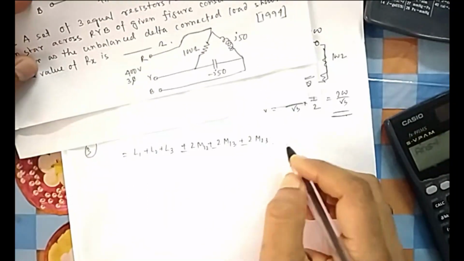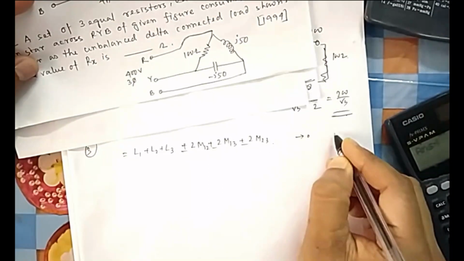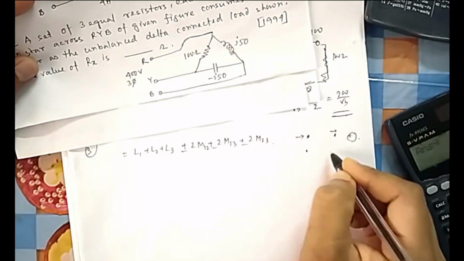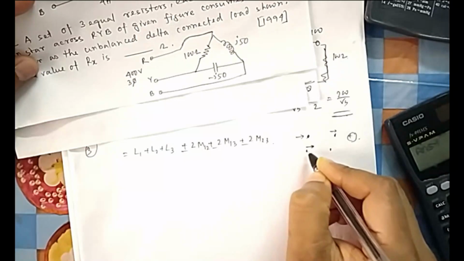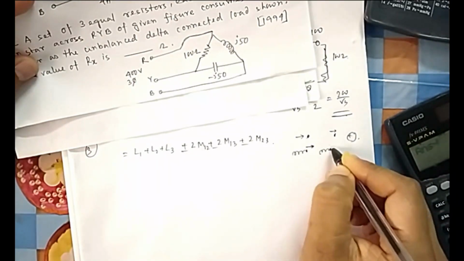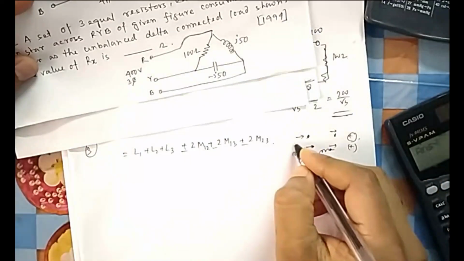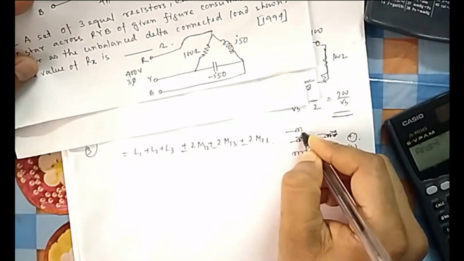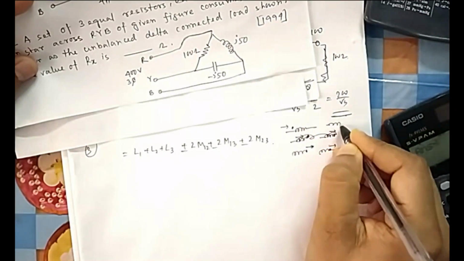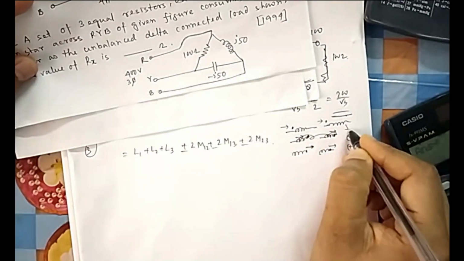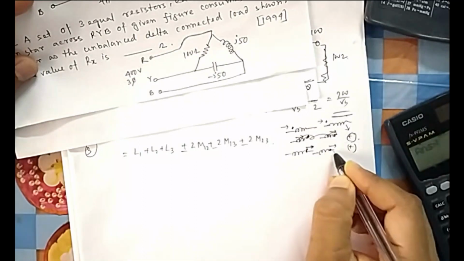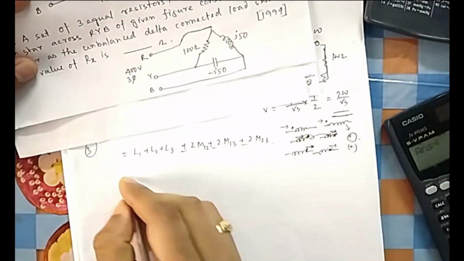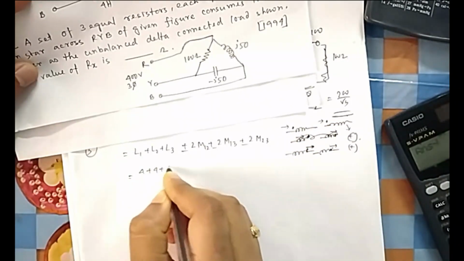How is it decided that it is plus? If current enters through the dot in both inductors, then it is positive. Suppose exiting, you are going out of this inductor and going out of this one, then also it is positive. Both entering will give you plus, both leaving through the dot will give plus. Problem will come when one is entering and one is leaving, then minus will come. So first let me write the plus, plus, plus, all four.